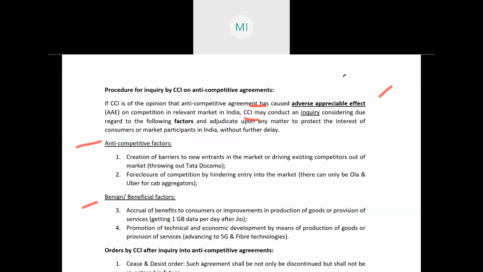So if it creates barriers for new entrants or drives existing competitors out of the market, like when Jio entered, many players like MTS and Tata Docomo were thrown out of the market. In the same way, whether there is any foreclosure of competition by hindering entry into the market.